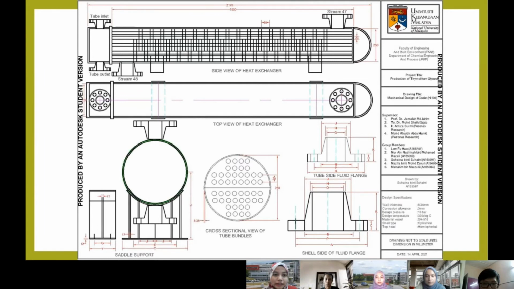So this is the mechanical design for the cooler. The wall thickness is 6.35 mm. The corrosion allowance, which is 3 mm, is added as an additional measure against corrosion because of the high temperature and pressure conditions. Design pressure is 10 bar. Design temperature is 300 degrees Celsius. The vessel material is carbon steel SA516 as the construction material. The drawing shows a side view and top view of the heat exchanger, saddle support, cross-sectional view of tube bundles, and tube side and shell side fluid flange.